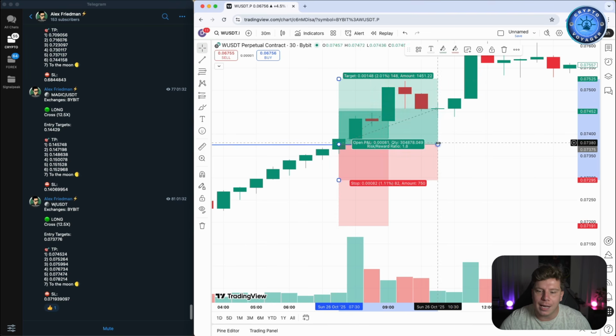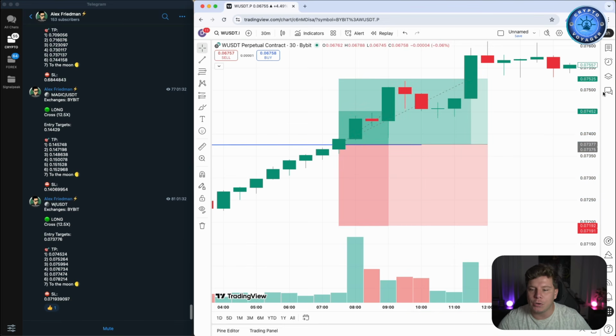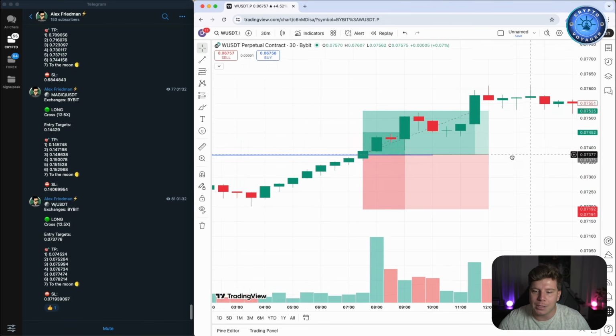Right about here, guys. All right. Drag that out. It's the same stop loss every single time. Now you can see both trades were hit. So let's zoom out a little bit and see how much they actually went.